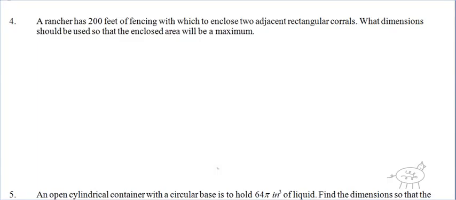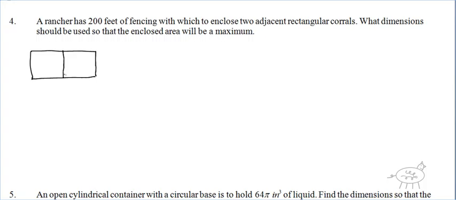A rancher has 200 feet of fencing with which to enclose 2 adjacent rectangular corrals. What dimensions should be used so that the enclosed area will be a maximum? All right, so this is what the picture looks like. And we have two corrals here. All right, and they're adjacent, touching each other.